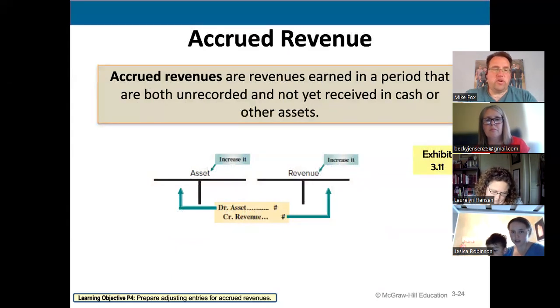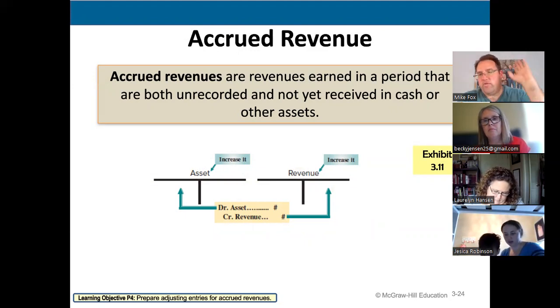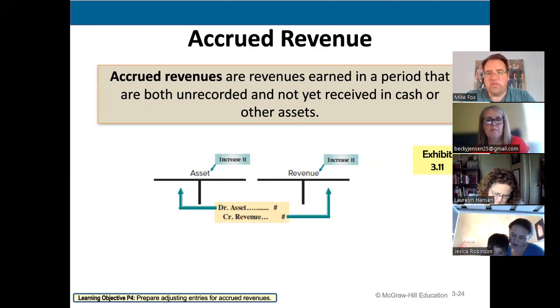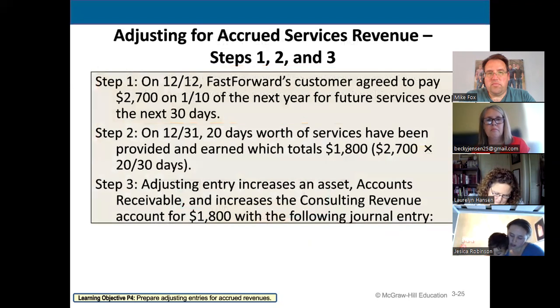And then finally, an accrued revenue. So an accrued revenue is where we've earned money this month, but we're not going to get paid for it till the future. And so again, we have to recognize that we've earned that revenue during this period. So let's see. Our example is our customer agrees to pay us $2,700 on 1/10 of next year. On 12/12, the customer agreed to pay $2,700 on 1/10 of next year for future services over the next 30 days.